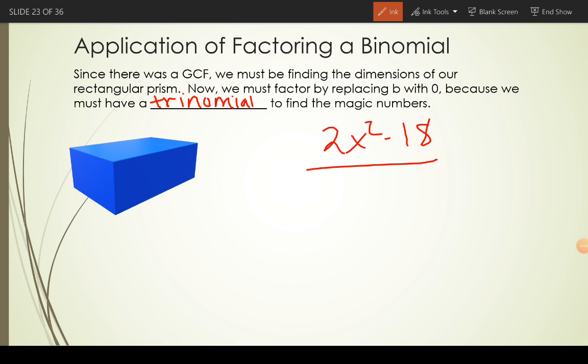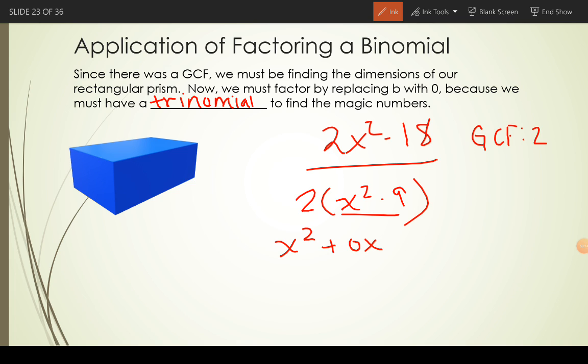First, there's a greatest common factor of 2. So we're going to take out a 2, and we'll be left with x squared minus 9. But we cannot factor x squared minus 9 because there are only 2 terms. So we have to write it as x squared plus 0x minus 9. So we're adding that in. It wasn't there before. Now we can find the 2 numbers that multiply to negative 9 and add to 0.